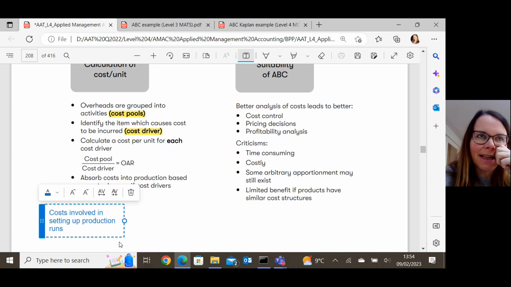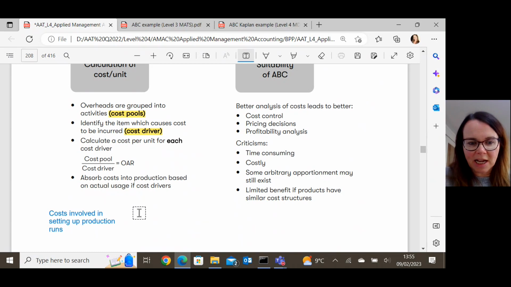Maybe someone has to come and set the machine at particular settings. I'm not very good at manufacturing, as you can probably tell, but the machine has to be set on certain settings. Maybe someone has to come and check that the machine is operating as it should. Maybe a test run has to be done to check for quality. So the costs of all these activities to do with setting up a production run would be your cost pool. This would be an example of a cost pool.